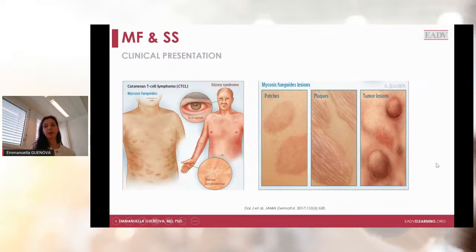Here is a very nice example from a patient-dedicated leaflet of the typical clinical features of mycosis fungoides and Sézary syndrome. You see the mycosis fungoides lesions going through thin patches, a little bit thicker plaques, and tumor lesions, which will be advanced disease. And the signature beside the erythroderma for the Sézary syndrome, don't forget, those patients may have a very pronounced ectropion and palmar plantar keratoderma.